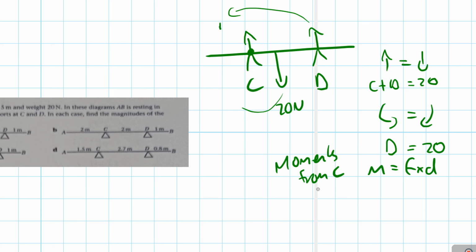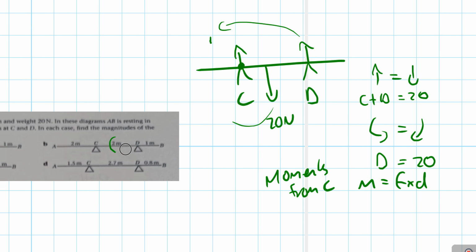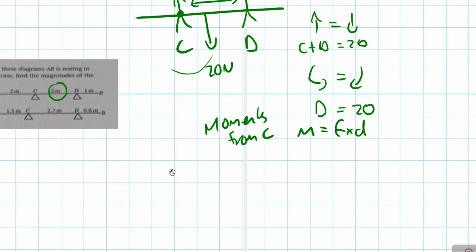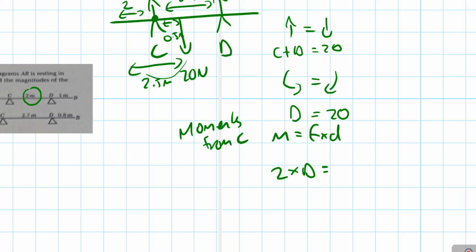from C. So D, now if we look at D, there's a clear one here, it tells us it's 2 meters away. So it's going to be 2 meters here. So on the left hand side, it's going to be 2 times D. And this time we need to look at 20, where we know that this distance here is 2. The weight is always halfway, so it's at 2.5. So this distance here must be 0.5 meters, and therefore we get 0.5 times 20.